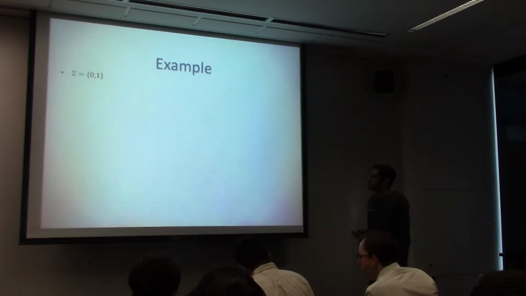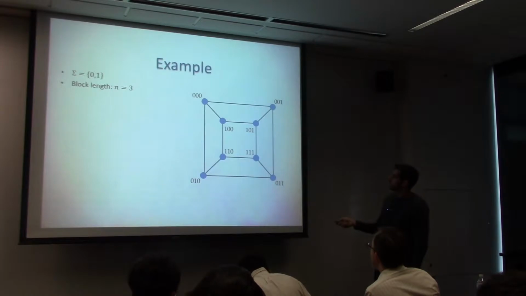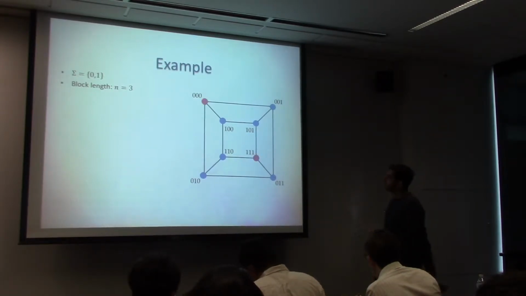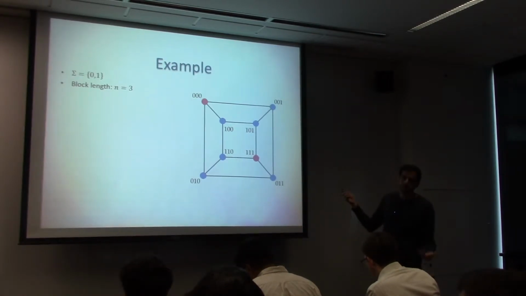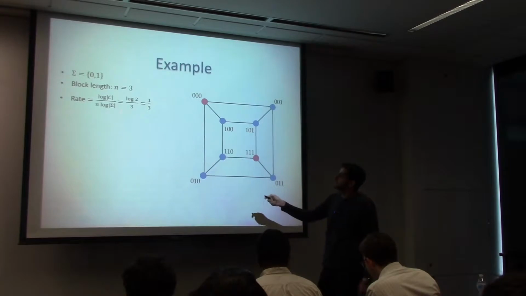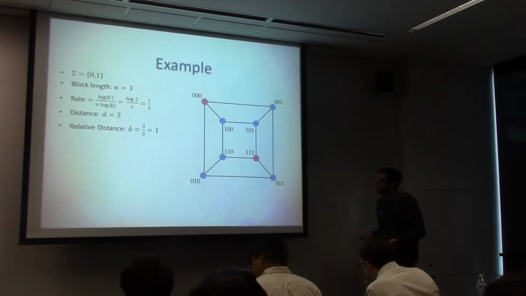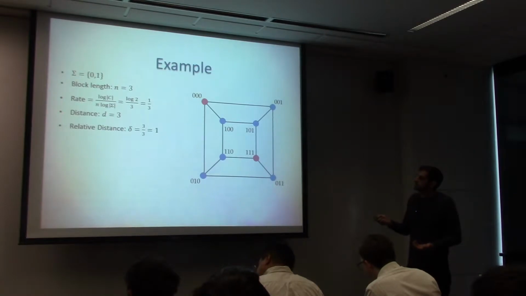Let's just give a very quick example. Let's say we have an alphabet of 2, block length of 3. This is all the strings of length 3. This is that graph that I talked about. And let's say we pick these two nodes. Now, the distance here is 3. The rate is, if Alice chooses to send one of these two, she is kind of sending 1 bit. But she has the capacity of sending 3 bits, so the rate would be 1 over 3. And well, if you normalize the distance over the block length, you would get that the relative distance is 1.